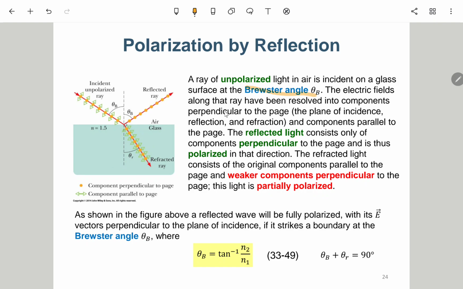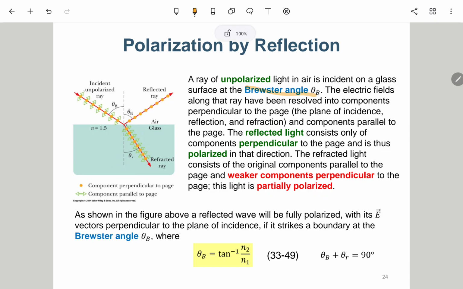The electric field along that ray has been resolved into components perpendicular to the page and the component parallel to the page. Okay, so the reflected light consists only of the component perpendicular to the page and is thus polarized in that direction. What does it mean?